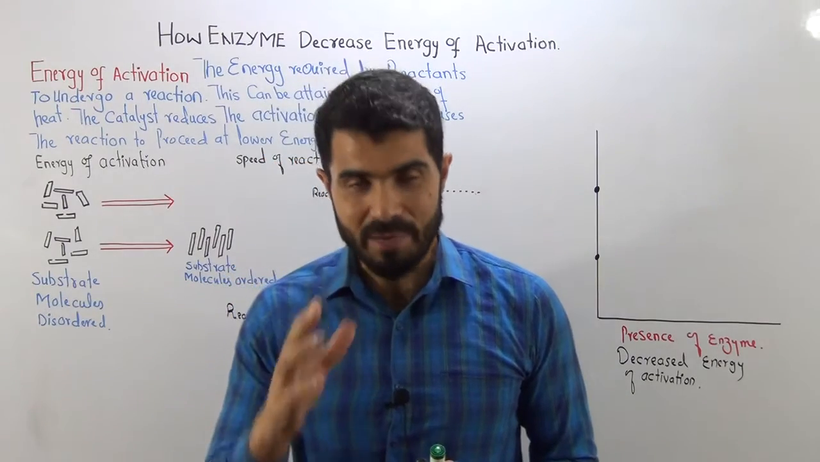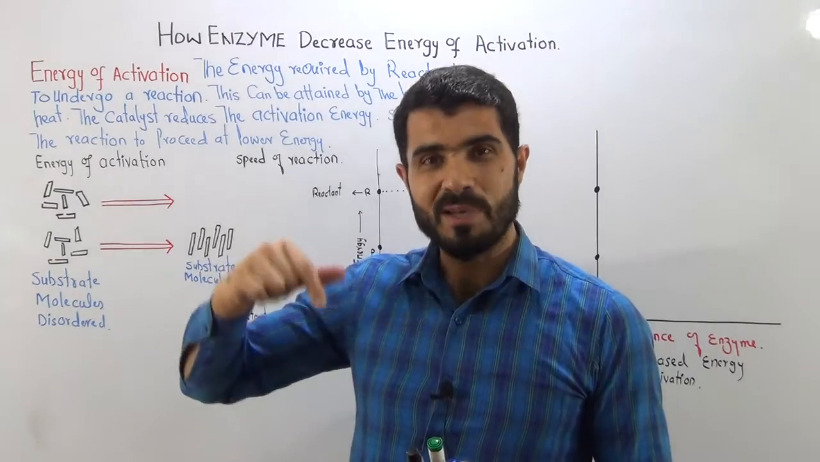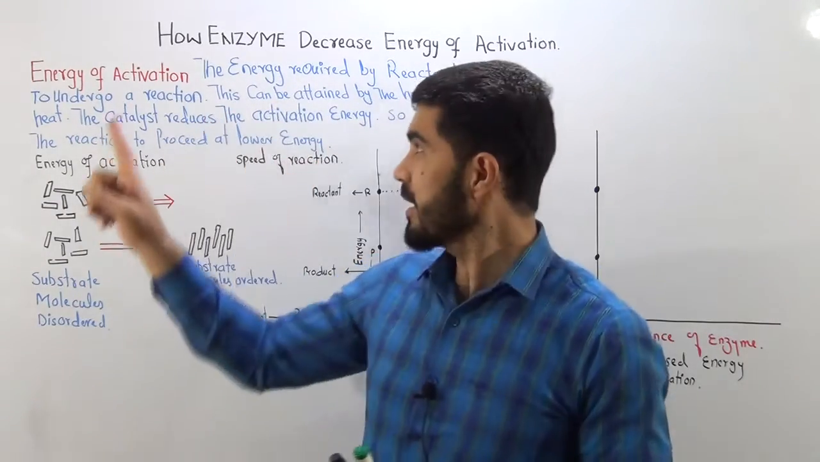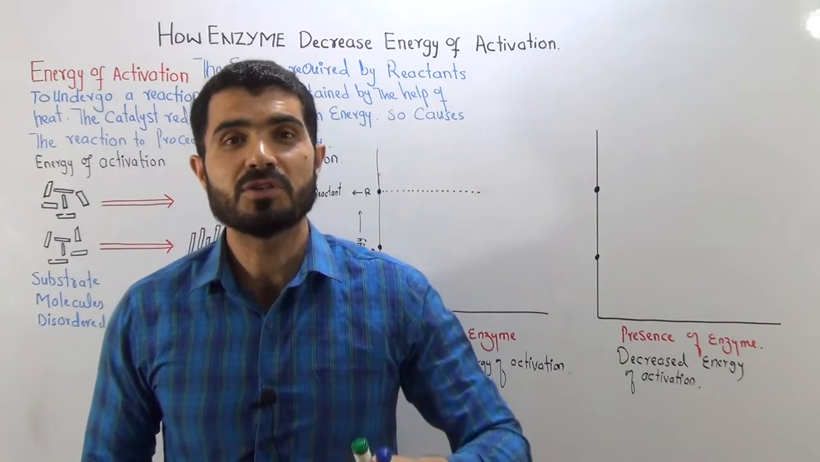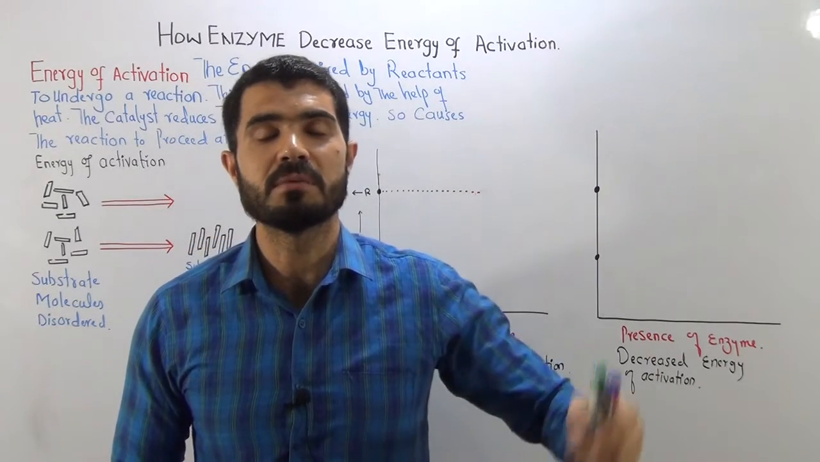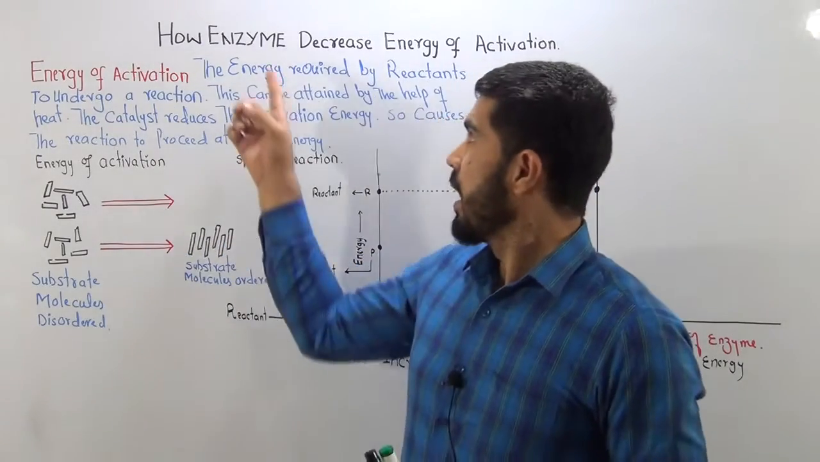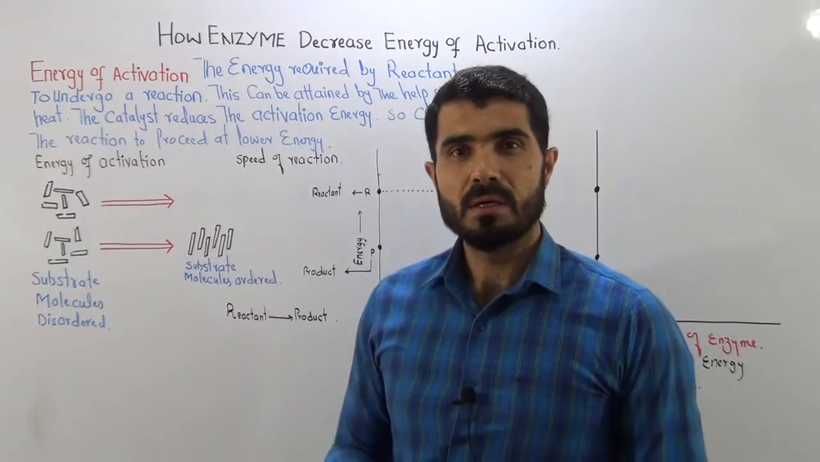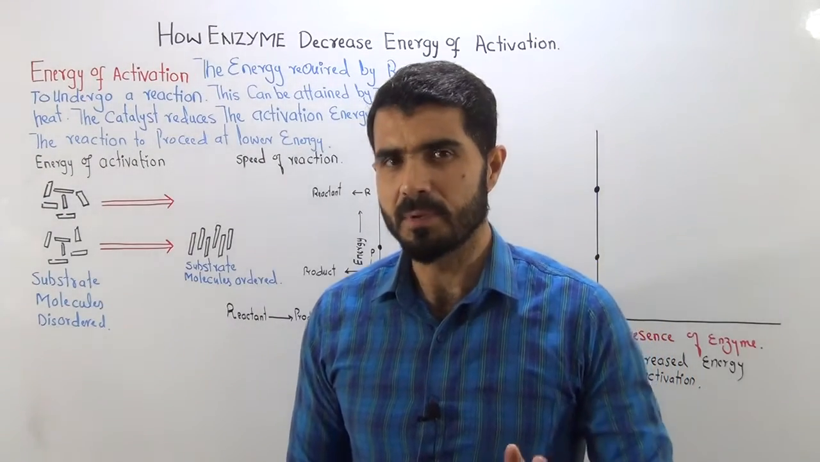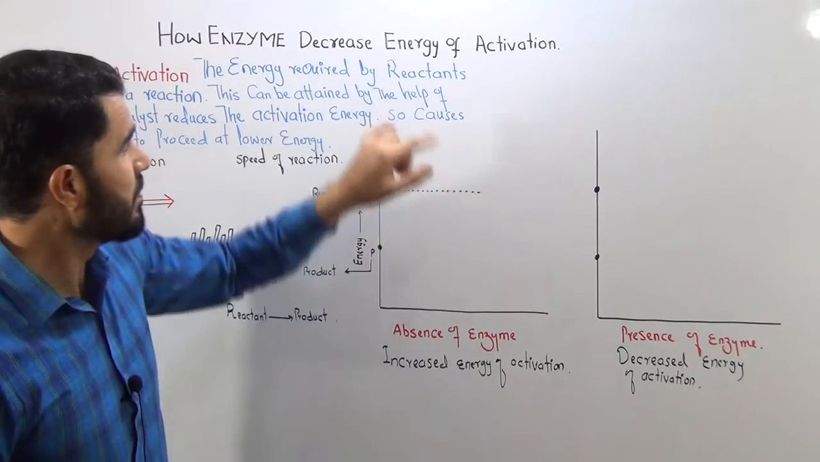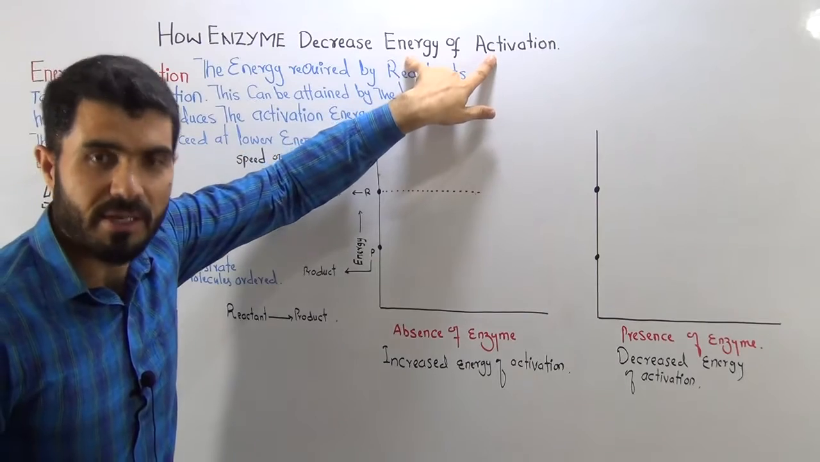This is a very great blessing that in our body nature has placed this kind of special molecule called enzyme, with the help of which chemical reactions become very much faster. Okay, fine. Now, how does this enzyme speed up a chemical reaction? The answer is simple: the enzyme actually decreases the energy of activation.